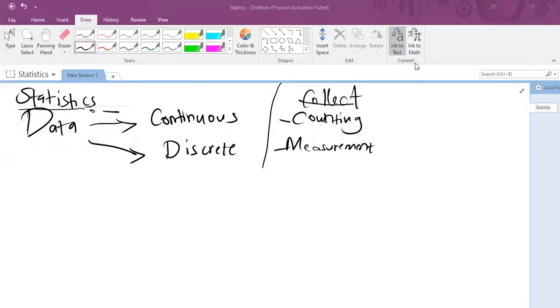Okay, guys. So I've said we can collect data by counting, and we can also collect data by measurement. By counting, basically just counting anything, the number of students, the number of packets of milk. And by measurement, measuring, let's say, your height, weight, things like that. So I've said there are two main types of data, that is continuous data and discrete data.